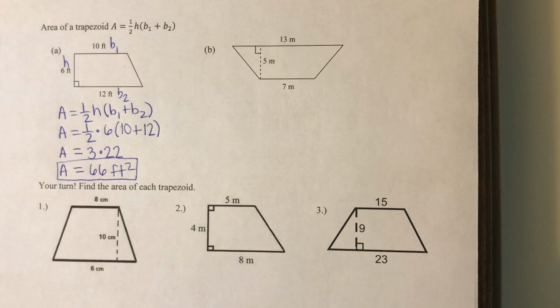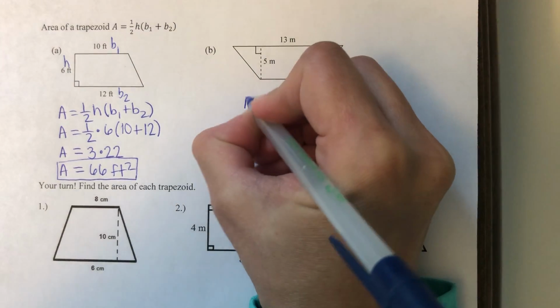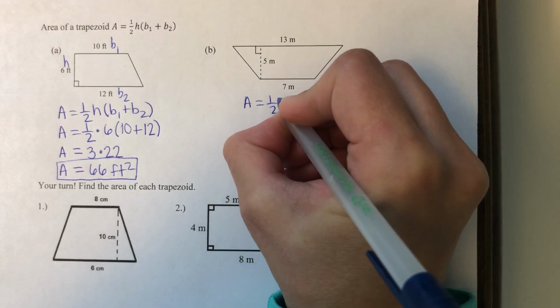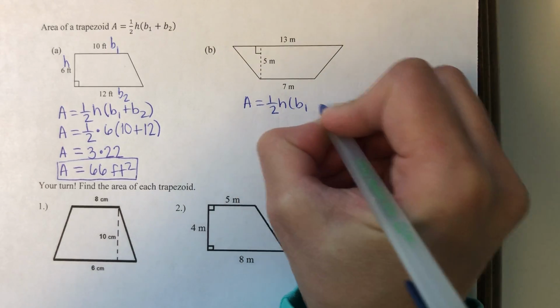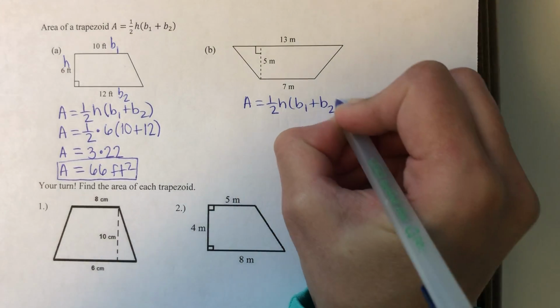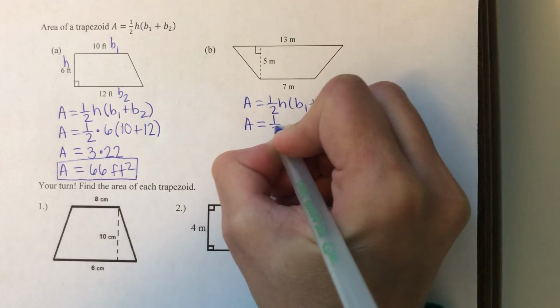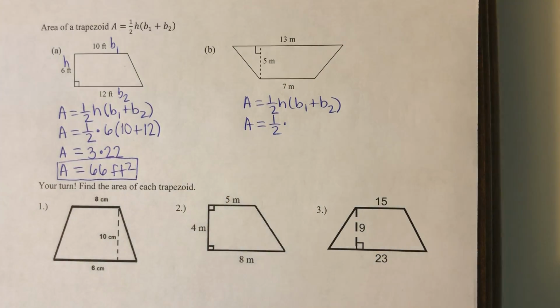All right, let's do another one of those. Area equals 1/2 height, base 1 plus base 2. Area equals, bring down the 1/2. We're going to be multiplying.